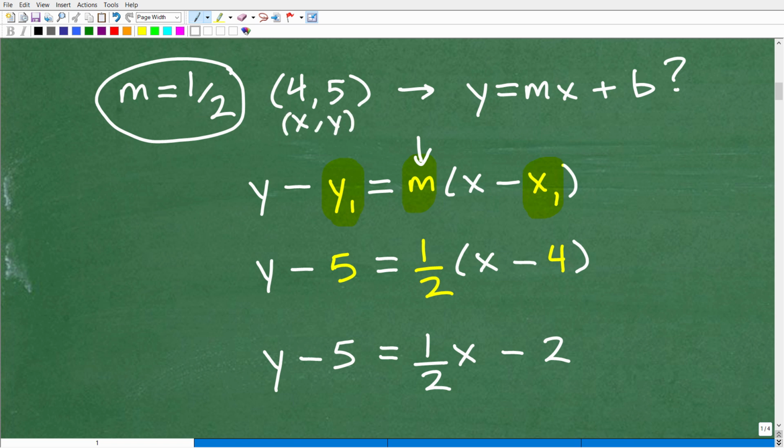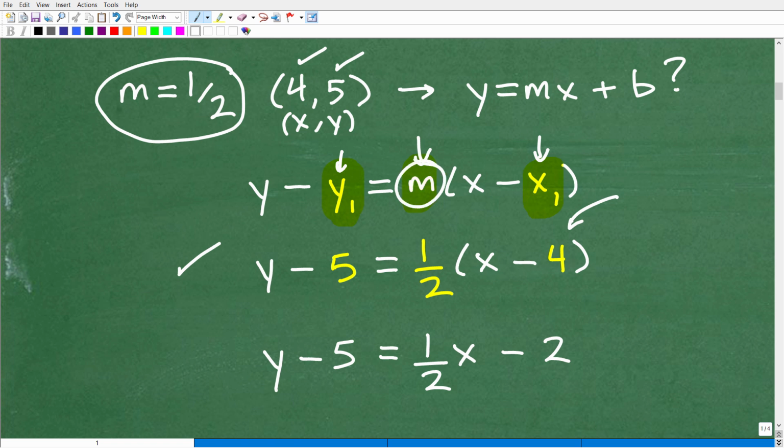So for x, I'm going to be plugging in 4. Right here, you can see I'm plugging in 4 for x, and then for y, I'm going to be plugging in 5. First thing you want to do is write the formula like this, make sure all your information is organized, and then plug in the respective values into the point slope formula. So here we go. We have y minus 5 is equal to 1/2 times x minus 4.